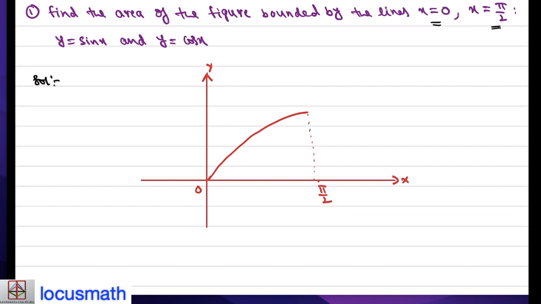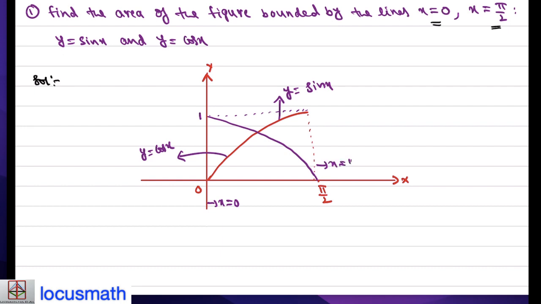Here sin 90 is 1, this is 1. Cos 0 is 1, cos 90 is 0. So this is the graph of cos x on the same coordinate plane. Now the question is the area bounded by these two curves between the limits x equal to 0, that is the y axis, and x equal to pi by 2. These are the limits.